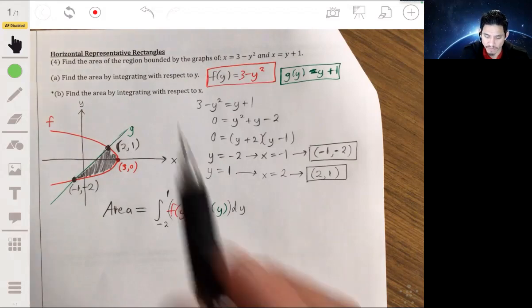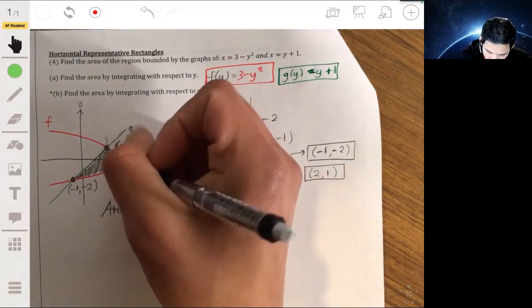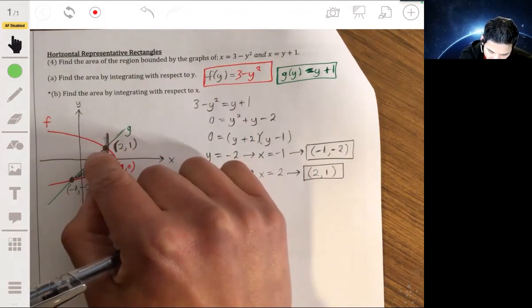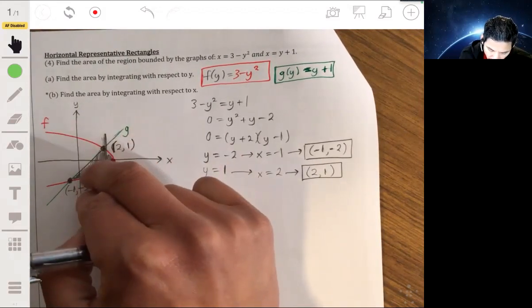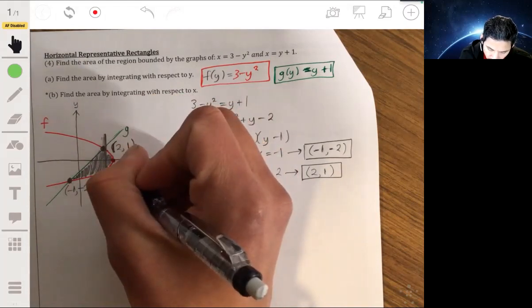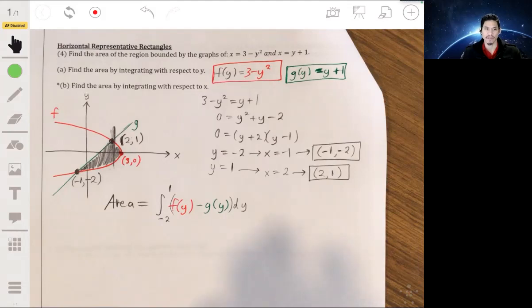So I'm going to show you another way to do it, but it's actually going to involve more steps in part B. But let's first look at this. Here, you can see that f is on top of g here, but f is also below g here. So there's no greater function there. Only here there is, but f is above and below. So it's going to be more complicated to integrate with respect to x. It still can be done, but it's just going to take a lot more work.